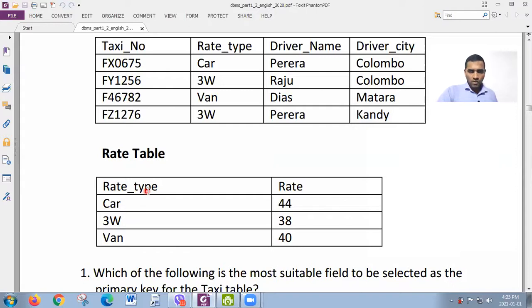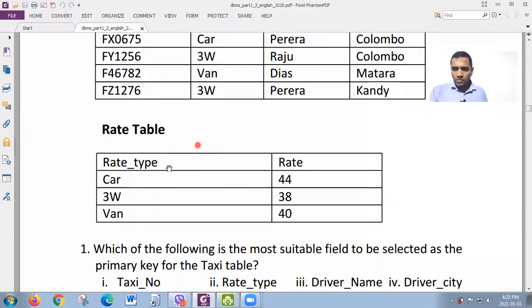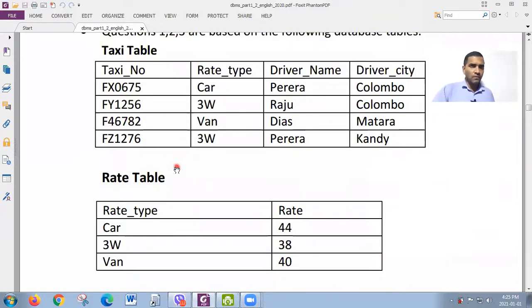But the question is foreign key, right? So now look here. Look at this primary key taxi number. So let's search this taxi number in rate table because you have only two tables. So primary key of this taxi table is taxi number. Now I'm going to search this one or find this one in the second table. So look here, look at the rate table. That rate table doesn't have any taxi number, any field in the name of taxi number. So it is impossible. So now come to the rate table and take the primary key.